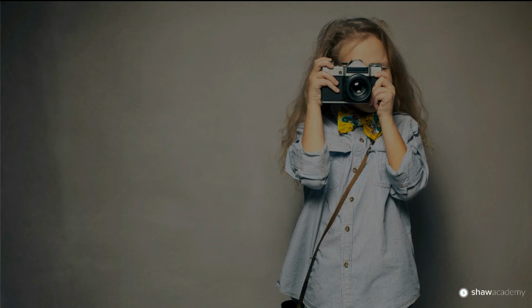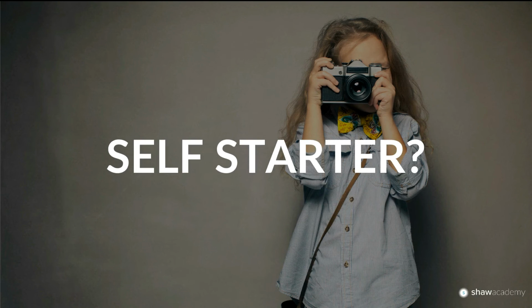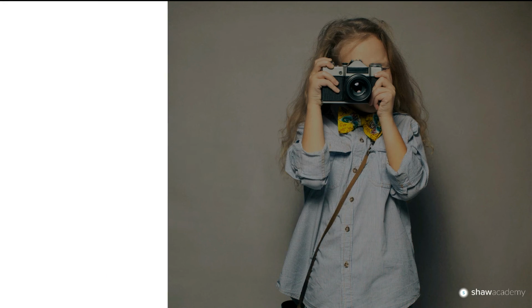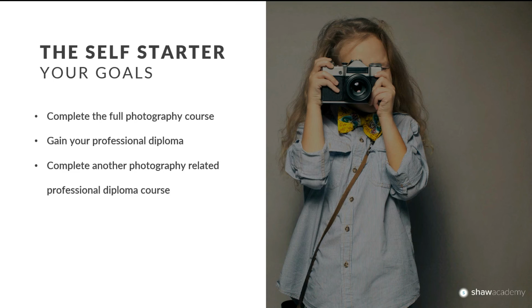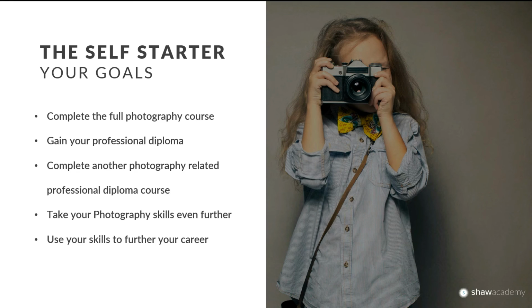Perhaps after embarking on this course, you've decided you want to aspire to something a little bit greater. So perhaps you are a self-starter. You're thinking about going beyond just doing this photography course and taking your photography skills a little bit further. So again, you want to complete this full photography course, that's modules 2, 3 and 4, and gain your professional diploma. And you might decide then you want to complete another photography related professional diploma course to take your photography skills even further. And you can then use these skills to further your career and to get yourself maybe that promotion that you've been after for a long time.